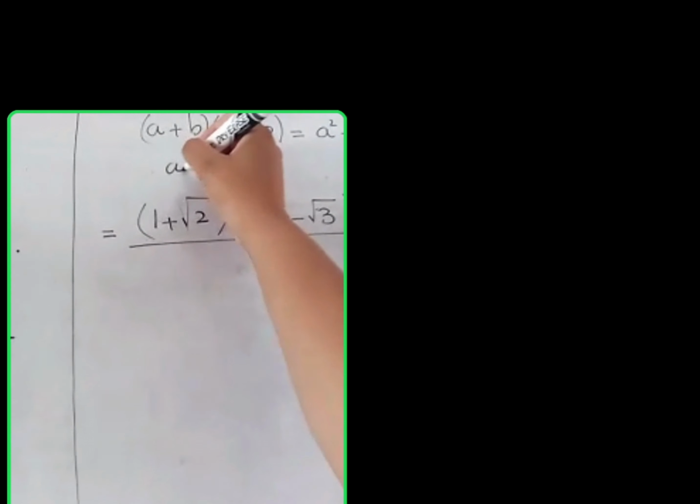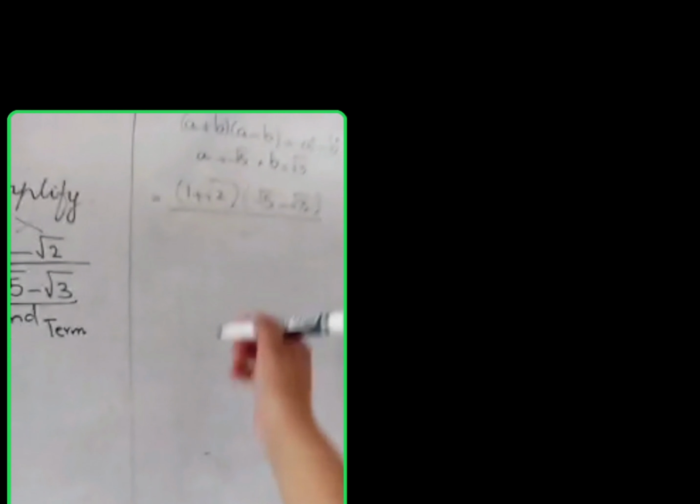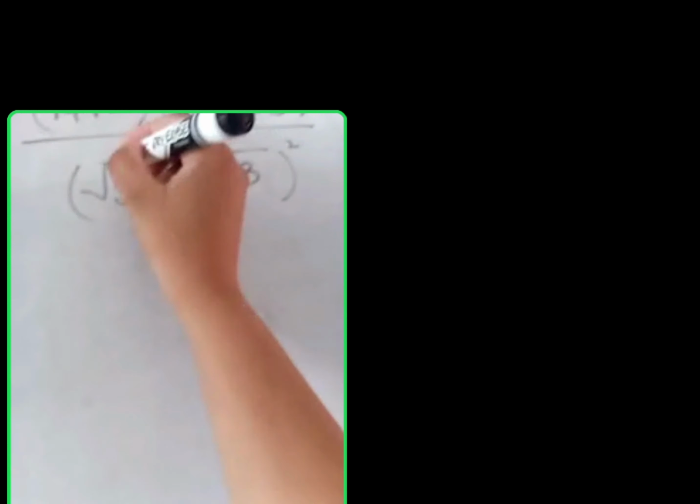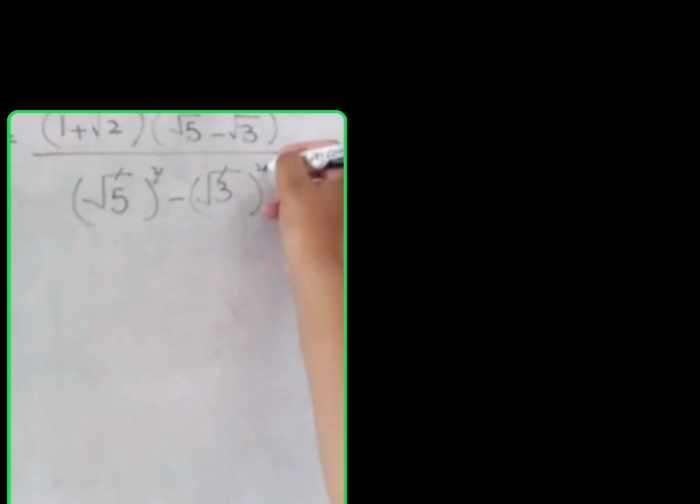Clear? Okay, ma'am. Okay. Now it is in the denominator. Again, formula is a square minus b square, where a is square root 5 and b is square root 3. So it is a square minus b square. A square is square root 5 square minus b square is square root 3 square. This square and square root will be cancelled out. Similarly, this square and square root will be cancelled out.